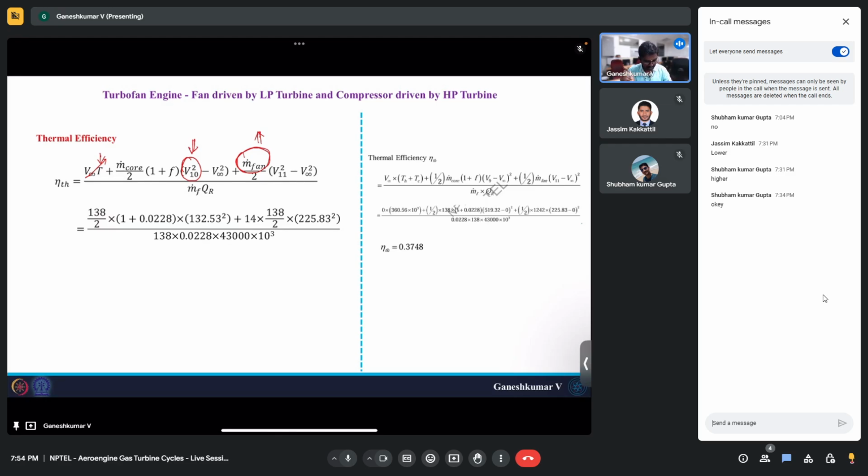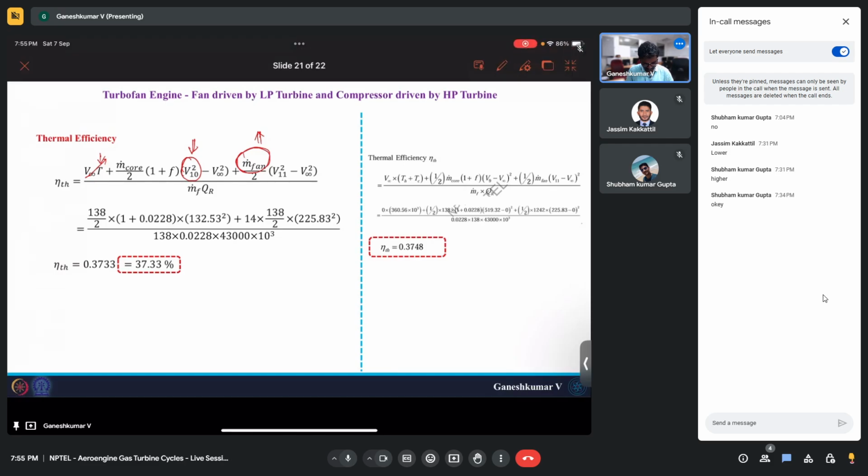So ultimately, the thermal efficiency calculation leads to almost the same thermal efficiency. You can see there is a slight decrease in thermal efficiency of the gear turbofan engine, which was around 37.33 percent, while the conventional turbofan was 37.48 percent. But anyway, we got good TSFC, and we are all interested in TSFC.